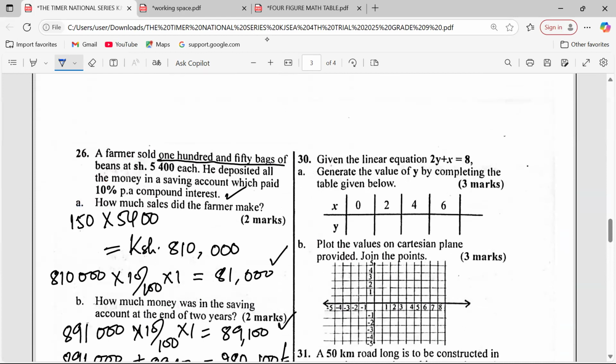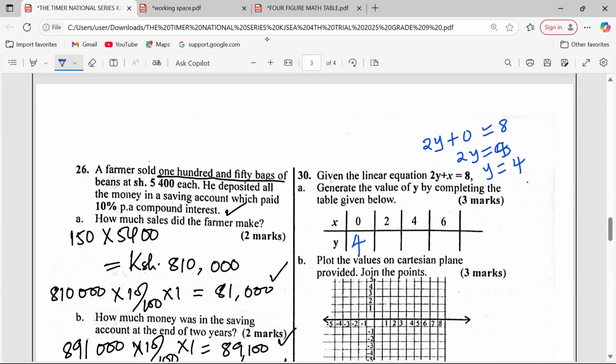Number 30. Given the linear equation 2y plus x equals 8, generate the values of y by completing the table given below. So the value of y when x is 0. You write 2y plus x, which is 0, equals 8. So 2y equals 8, sorry. Then we divide through by 2, giving us 4. So we get 4 here.